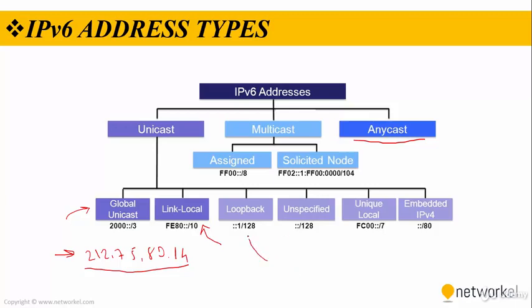And the next thing we're going to focus on is the loopback. The IPv6 unicast loopback address is equivalent to the IPv4 loopback address, which is 127.0.0.1. The IPv6 unicast unspecified address is equivalent to the IPv4 unspecified address of 0.0.0.0. And unique local is used for local addressing, and embedded IPv4 helps to migrate to IPv6.